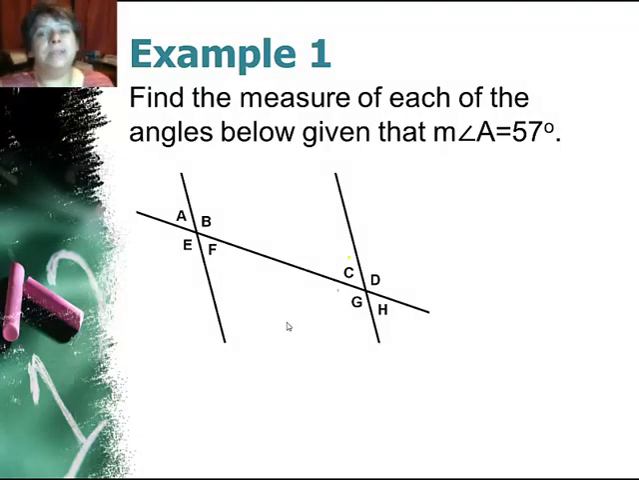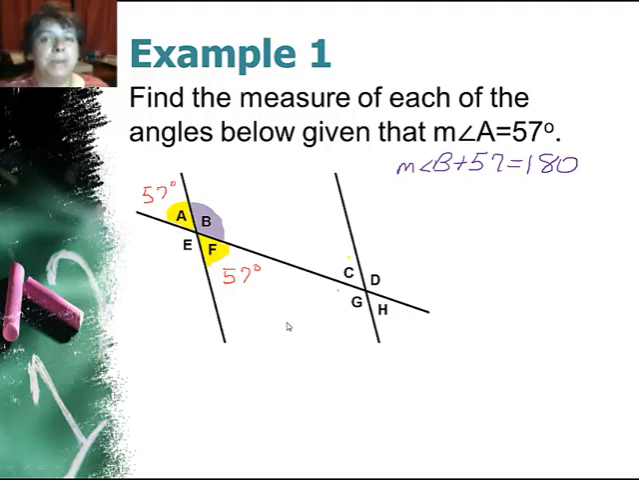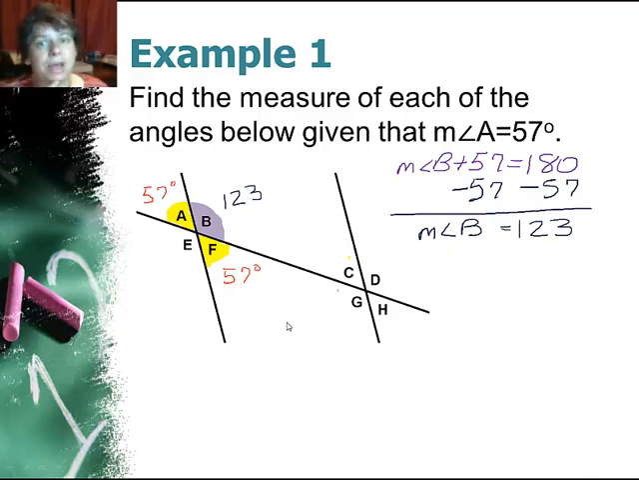So let's take a look at an example. I know that measure of angle A is 57. I've highlighted measure of angle A, and I'm going to take advantage of the vertical angle. So I've also highlighted angle F. I can tell that both of those angles are 57 degrees. Well, I can see angle B is right next to angle A, and that makes a linear pair with angle A. So using that, measure of angle B plus 57 should equal 180. Subtract 57 from both sides, and I get the measure of angle B is 123.